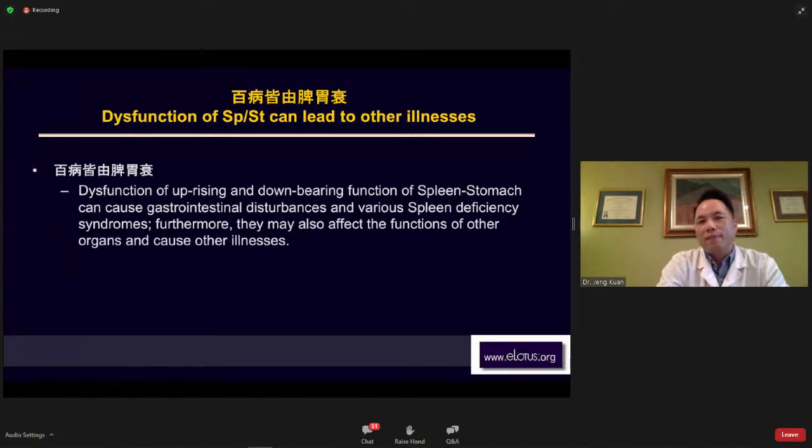Then if spleen qi is deficient, it can cause qi stagnation. That can also cause liver qi stagnation, and then liver fire, liver yin deficiency, liver yang rising, and then internal wind. So those are just some examples. I'm saying dysfunction of spleen and stomach can lead to other illness. But if you translate the Chinese sentence there, it's actually saying if there's dysfunction of spleen and stomach, it can lead to all illnesses.